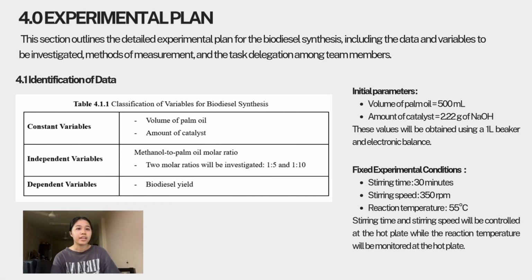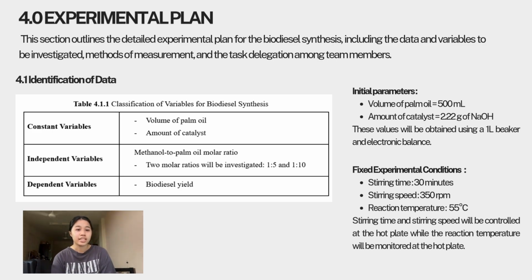For experimental plan, which includes the data and variables to be investigated, methods of measurement and task delegation among our team members. So I will start off with the identification of data, which is the variables that will be included in the experiment. So the first one is constant variable, which we keep constant the volume of palm oil and the amount of catalyst used, which is NaOH.